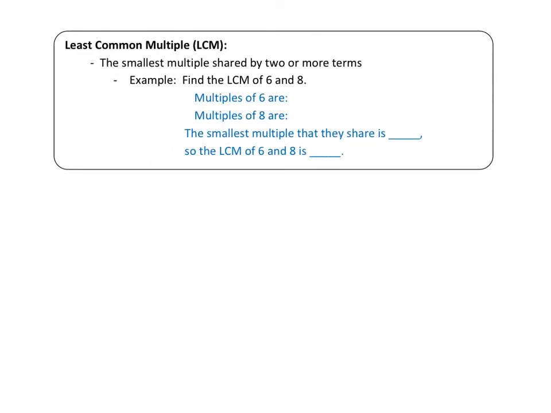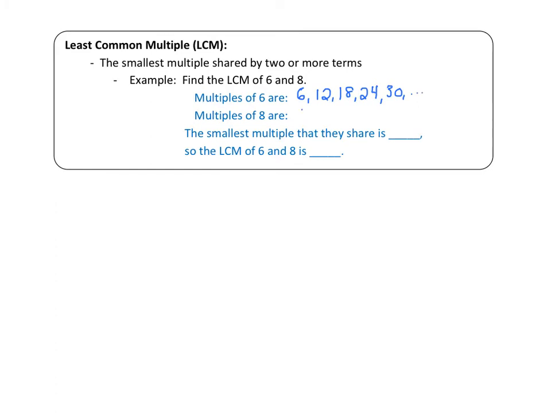Another term that you need to be familiar with is the lowest common multiple, or LCM, of two or more terms. The LCM is the smallest multiple shared by two or more terms. So if we're looking at finding the lowest common multiple of 6 and 8, we need to list multiples of these two numbers. First of all, multiples of 6 are 6, 12, 18, 24, 30, etc. Anything that is a multiple of 6.